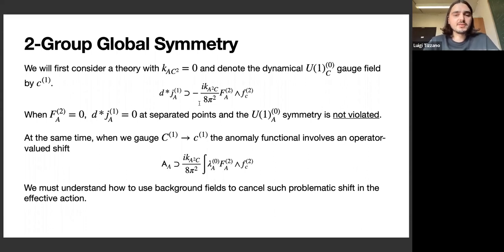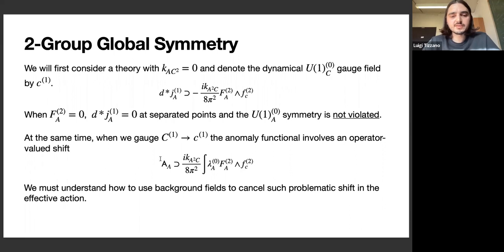However, when we set to 0 the background field A, so the background field for the other symmetry, not the symmetry C, but the symmetry A, we will find that this current is conserved at separated points, and the symmetry U(1)_A is not violated. So in order for us to understand what to do in this case, we must be able to address this non-conservation here in terms of data that are already in the theory when we gauge the symmetry C.